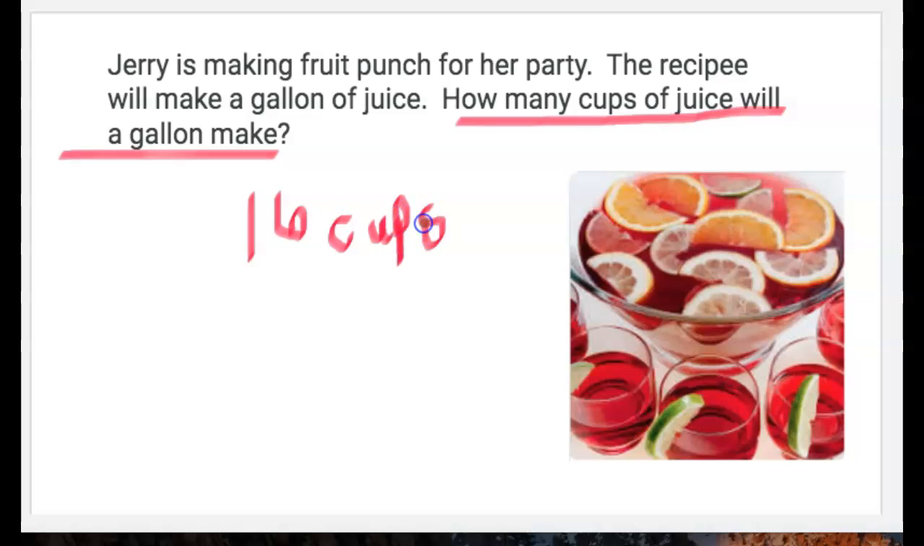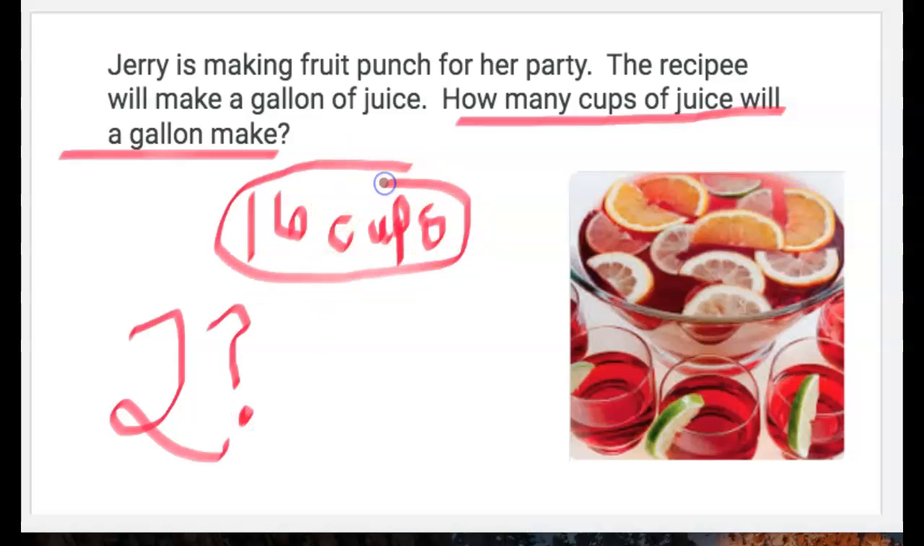Now, I wonder how many cups of juice would be in 2 gallons. So what if we were to change the problem? Well, if there's 16 cups of juice in 1 gallon, then 2 gallons would be 2 times 16. So 2 gallons would have 32 cups.